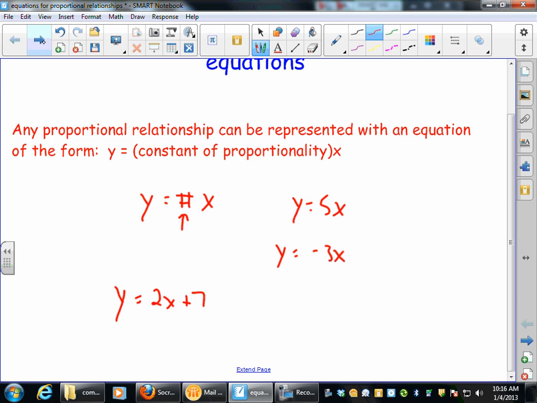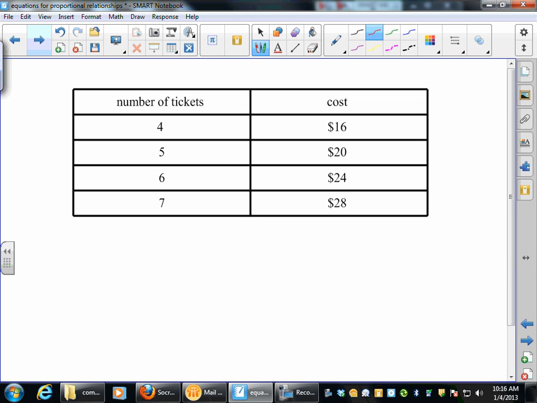All right. We can also get these equations from the tables and from a graph. The way you do that is figure out what the constant of proportionality is. Once you figure out that constant of proportionality, you know what the equation will be. So if we look at this one, we have tickets sold and the cost for those tickets. First thing we need to figure out is, is this a proportional relationship? So from the last lesson, we know you take each pair, the 16 and 4, the 20 and 5, 24 and 6, 28 and 7, and see, do they reduce to the same thing?